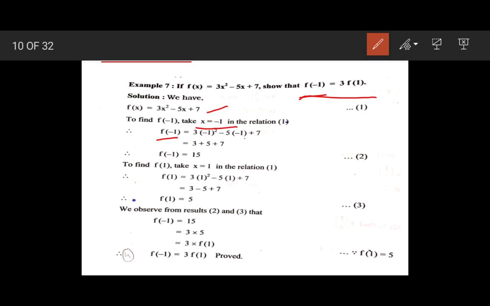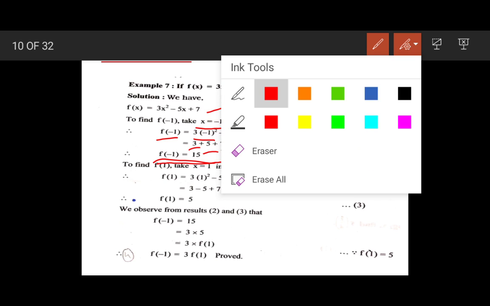So f(−1) will be 3 into (−1)² − 5 into (−1) + 7. (−1)² is 1. 1 into 3 is 3. Minus minus is plus, 5 into 1 is 5. So plus 7. So that is equal to 15. So equation 2 is f(−1) = 15.